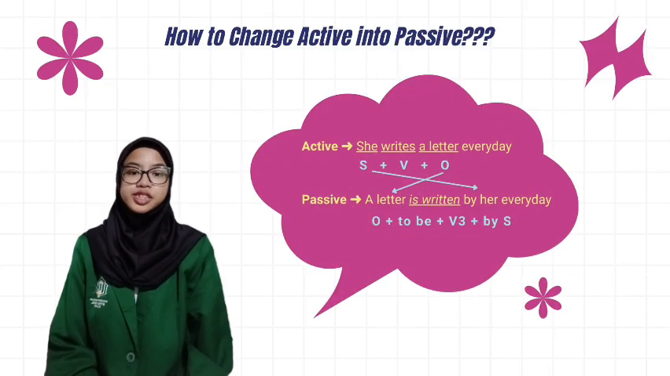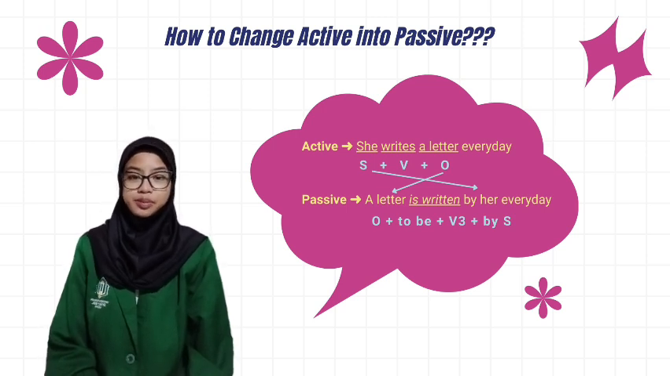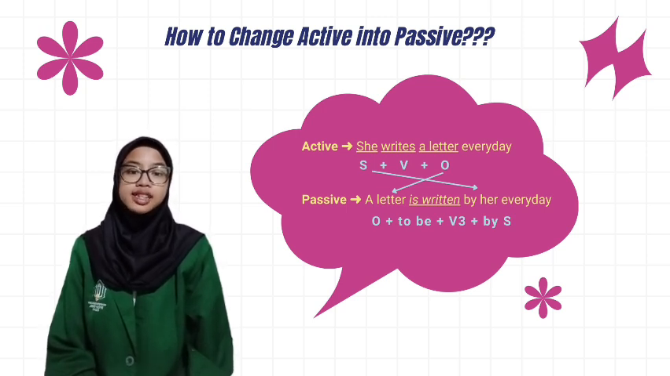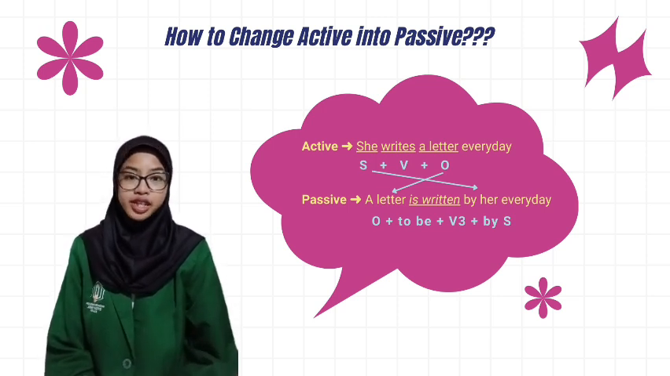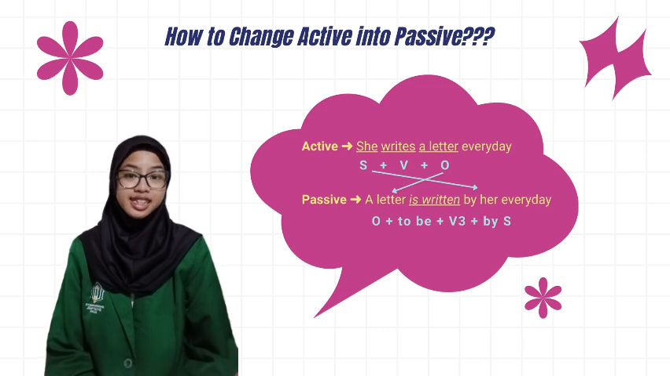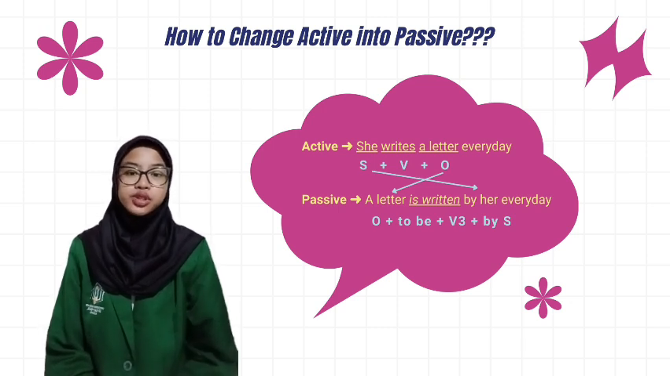Now, how to change active into passive? Let's see the steps. Example, she writes a letter every day. Step 1, find the object. The object is a letter. Step 2, move it to the front, a letter.